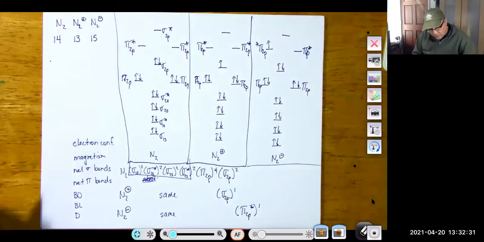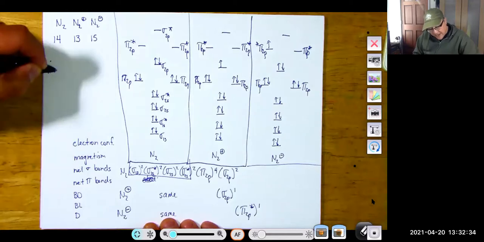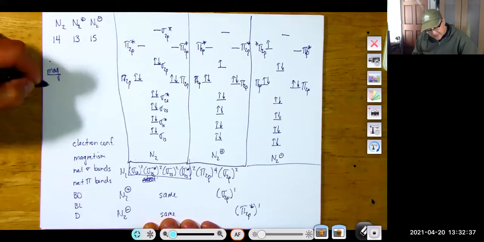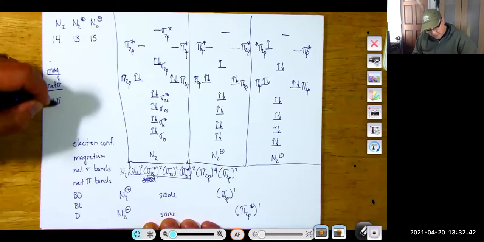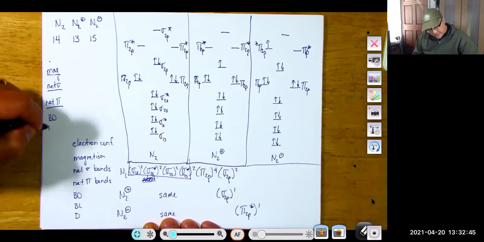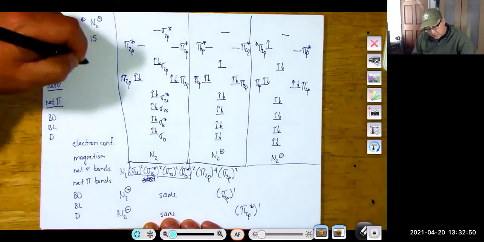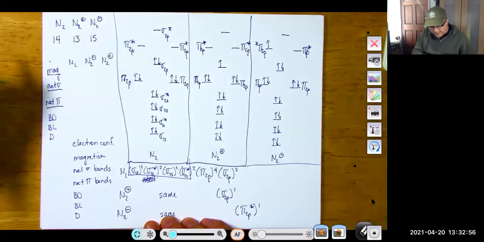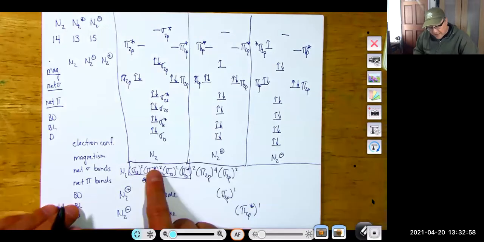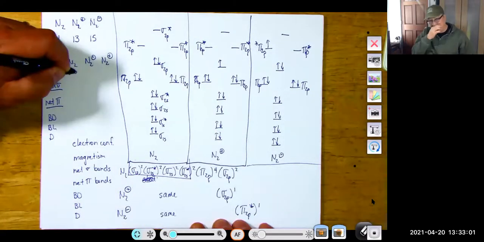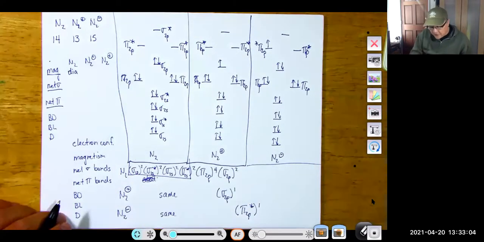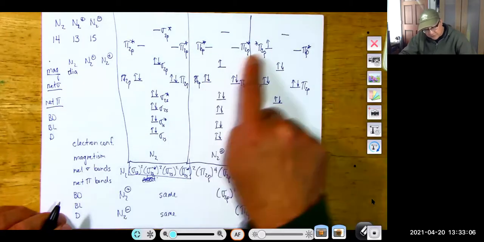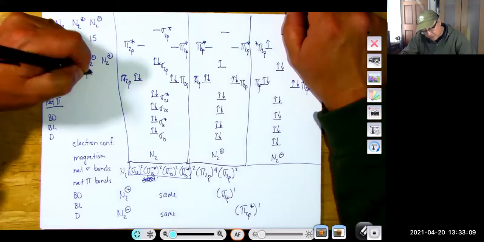Okay, now we look at magnetism, which I'm going to say is mag, and net sigma bonds and net pi bonds, bond order, bond length, and bond dissociation energy for N2, N2 minus, and N2 plus. When we look at magnetism, everything is paired in N2. So here the magnetism is diamagnetic. Here you have an unpaired one, and here you have an unpaired one. So these are both paramagnetic. Are we good on those?